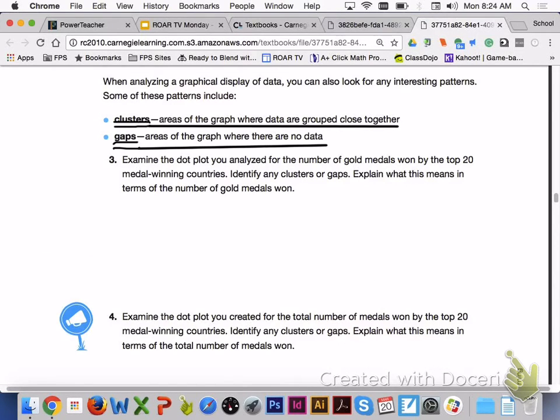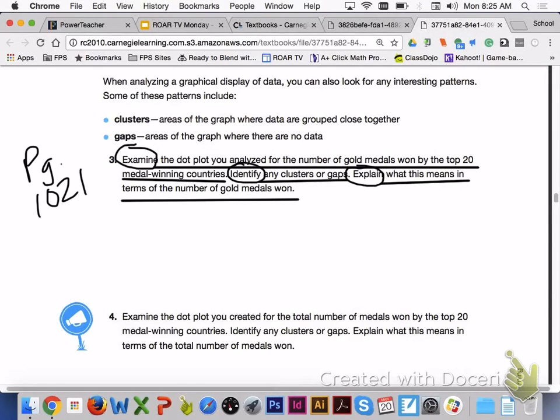When analyzing a graphical display of data, you can also look for any interesting patterns. Some of these patterns include clusters, which are areas of the graph where data are grouped close together, or gaps, which are areas of the graph where there are no data.